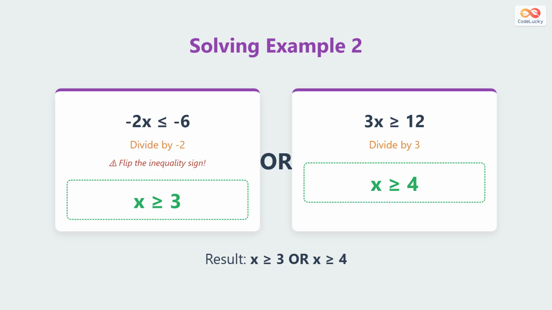When we divide the left side by negative 2, remember the golden rule. We must flip the inequality symbol. So less than or equal to becomes greater than or equal to 3. On the right, dividing by 3 gives us x is greater than or equal to 4.